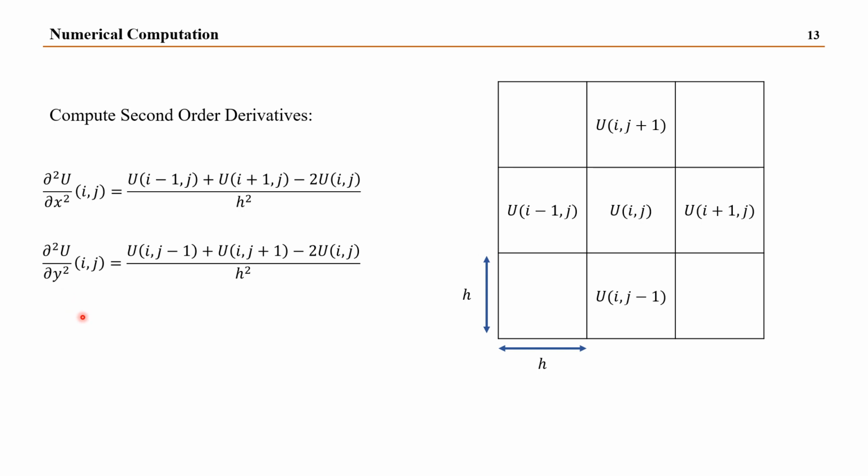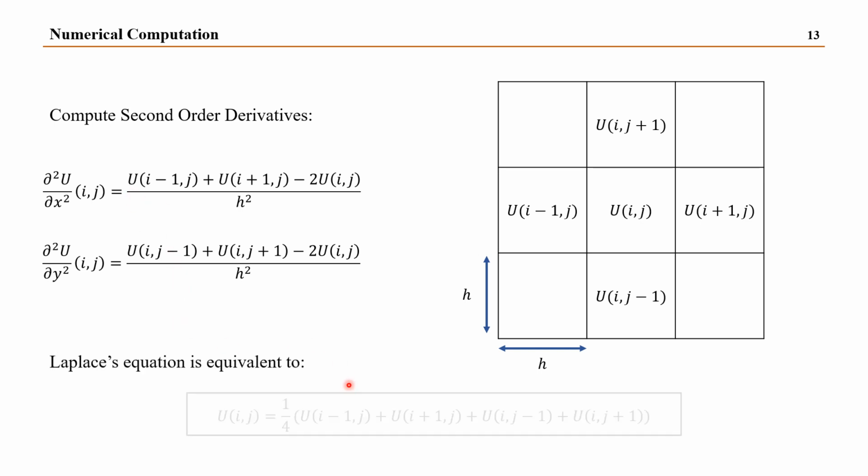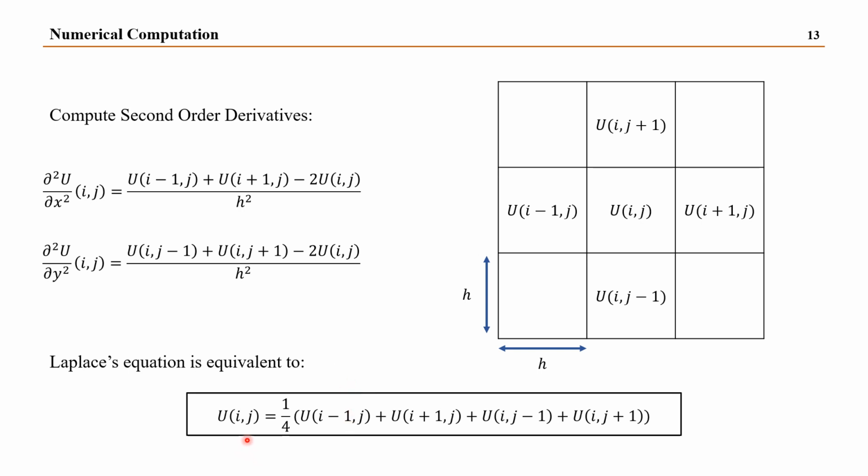Now, to enforce the Laplace equation, we have to make sure that the sum of both of these is equal to 0. Now, if we just do a little bit of math and reorganize terms, we can get to this equation. That is u_ij is equal to 1 over 4 of the sum of all the values in the 4 neighboring points. This right here would be an update equation that we could use to enforce Laplace's equation.